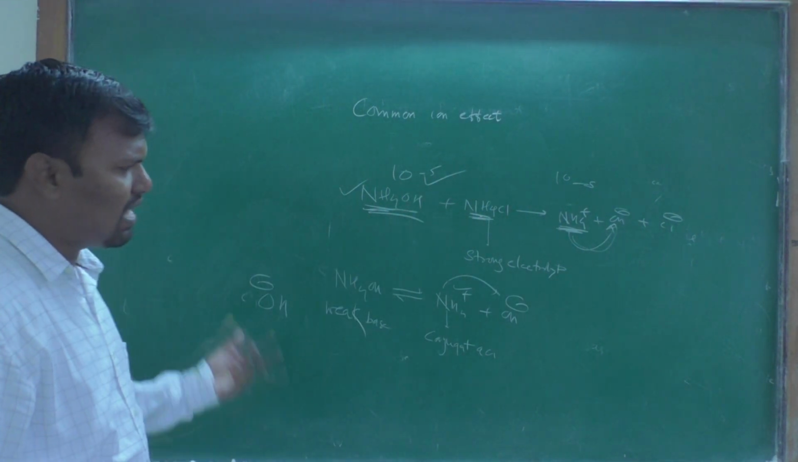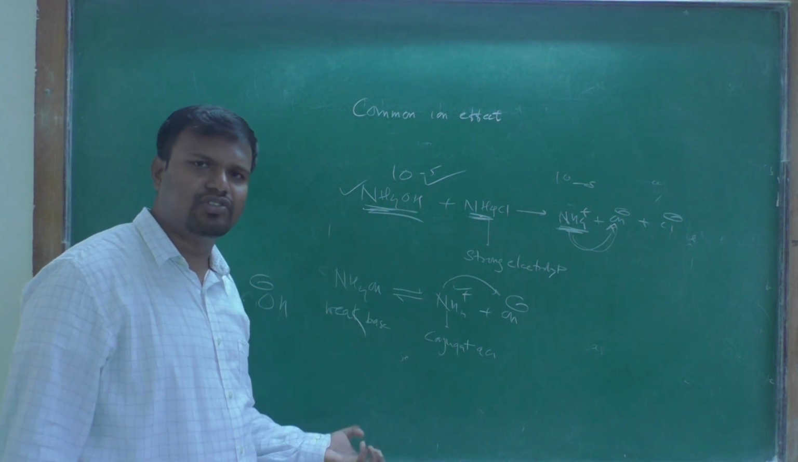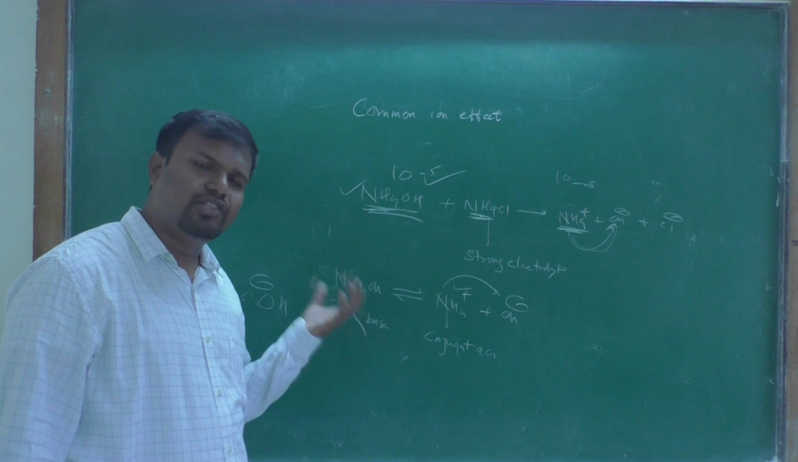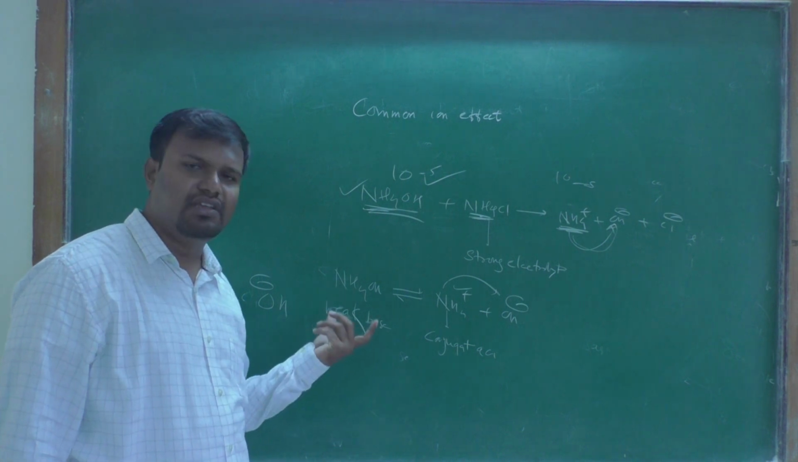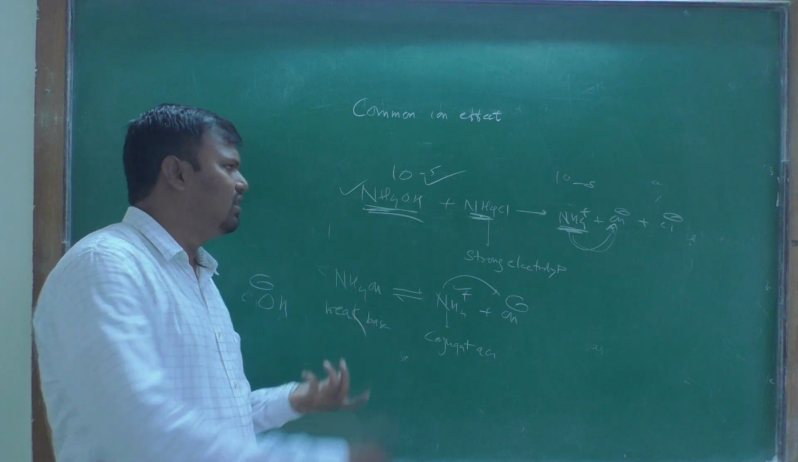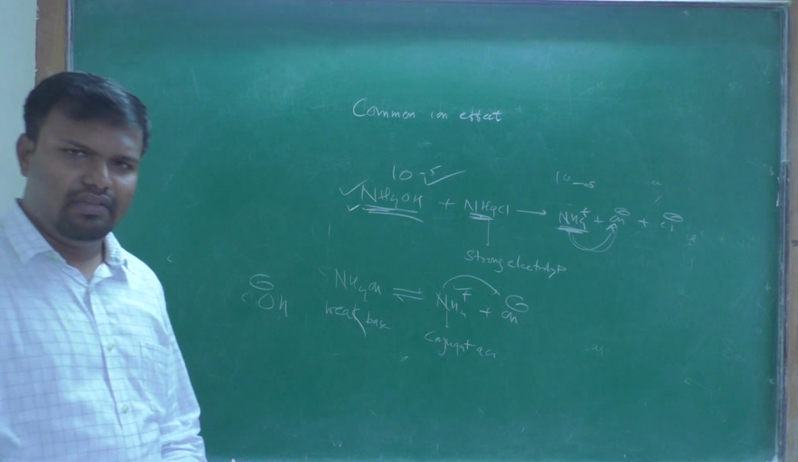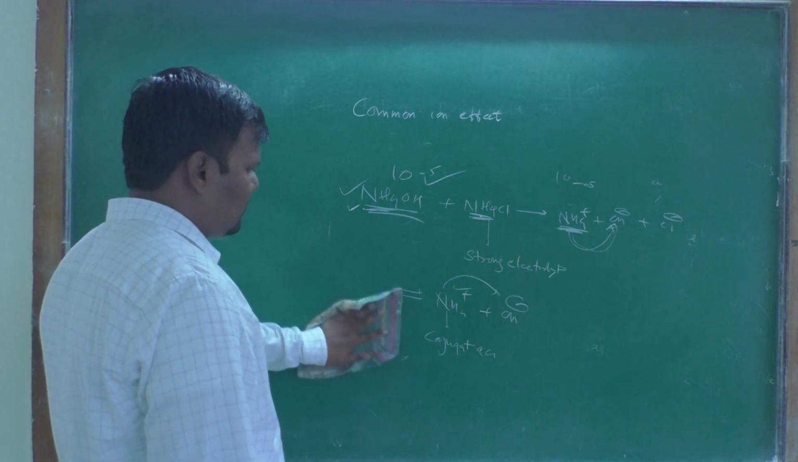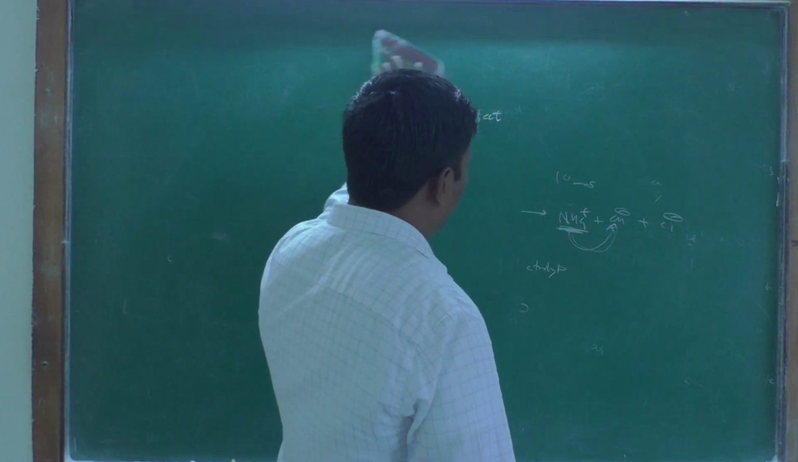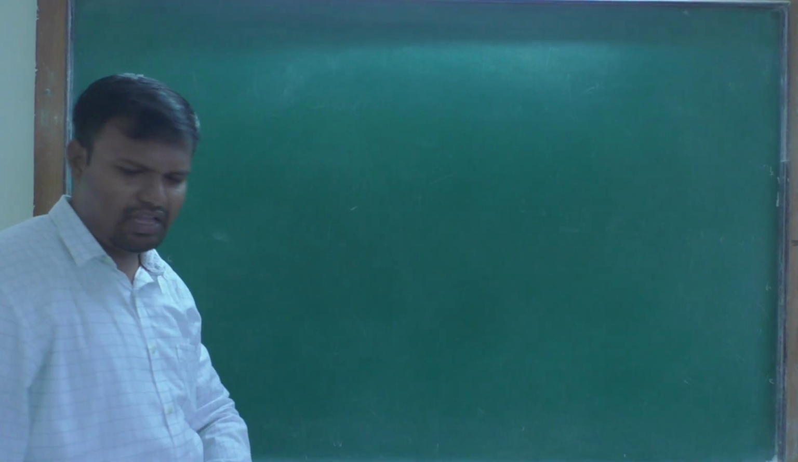Okay, therefore, in that way, when you add a strong electrolyte which has the common ion to a weak electrolyte, it reduces the dissociation capacity of the weak electrolyte. That is nothing but the common ion effect. Okay, now on the basis of common ion effect, we have the buffer solution.